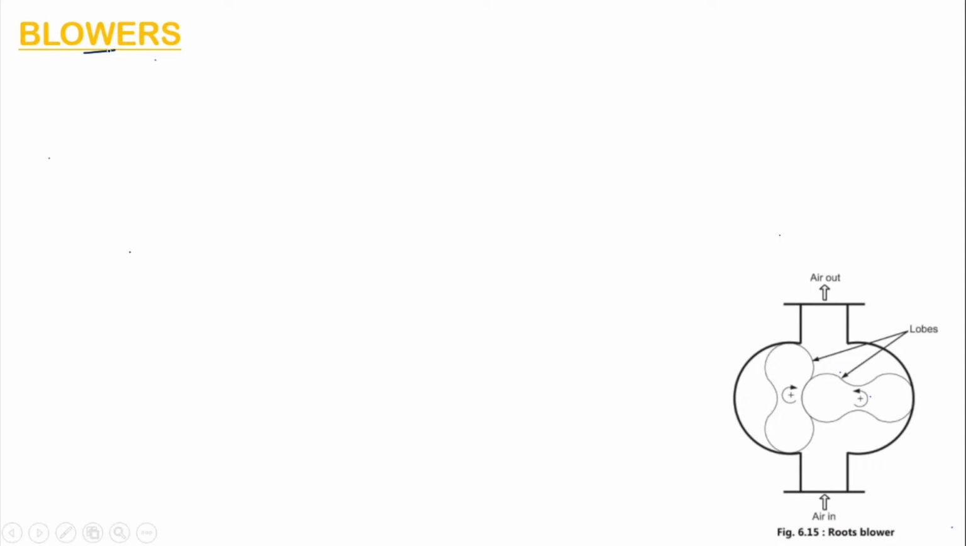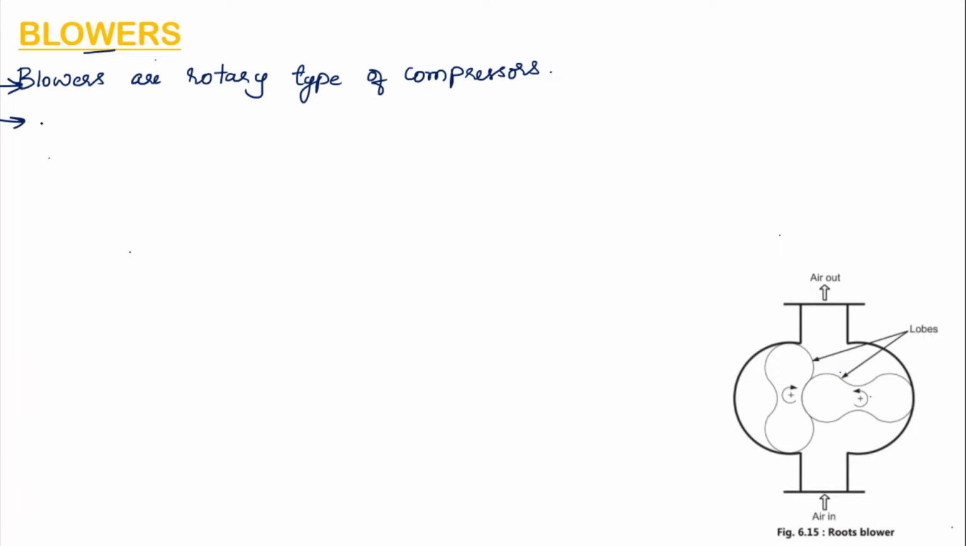So what are blowers? Blowers are nothing but rotary type of compressors. The rotary type of compressors, that is the blowers, run at higher speeds than reciprocating compressors. So these blowers are preferred when we require the compressor to be running at higher speeds.